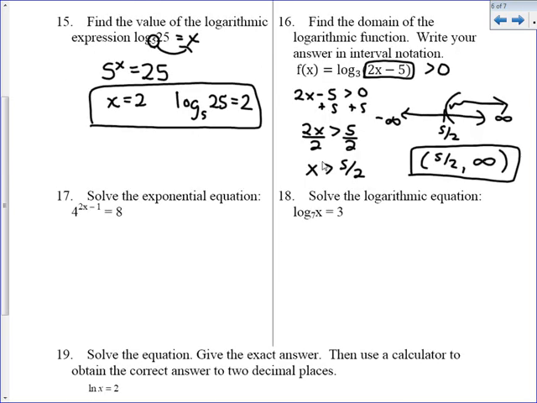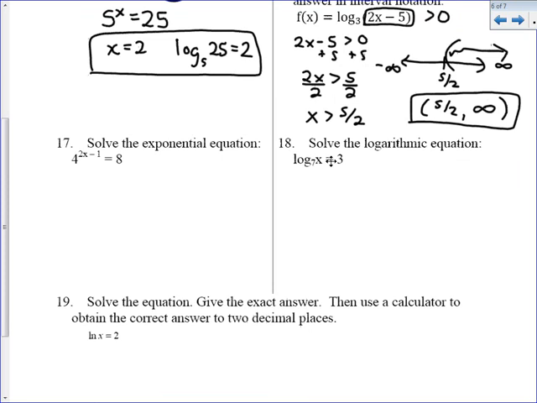And then the last one I want to do is 17, just because in the history of me teaching the class, it's probably one of the most missed questions on this test. Solve the exponential equation. What do I need in common to solve exponential equations? Common base. Don't forget this part. This is where people get lost.